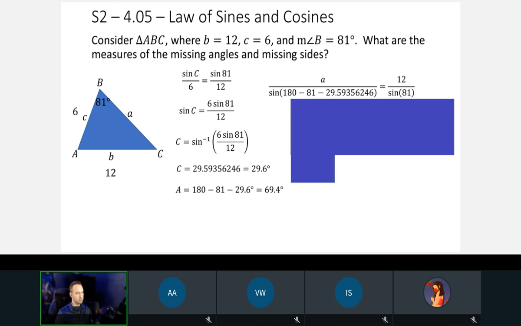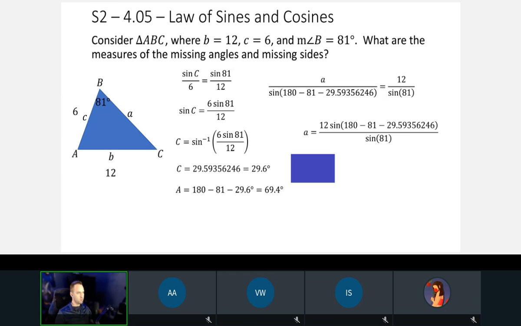But then we just, well, do the math, multiply both sides by that denominator. That's that sine of all that stuff. And then you would type in 12 sine of that stuff all over sine of 81 and hit enter, and what do all of you get? So I want all of you that are here to type this in to see if we can get the right answer.